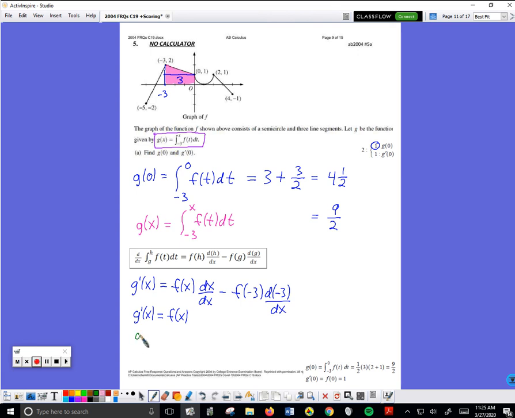So G prime of 0 must be the same as f of 0. The graph of f is right here. When x equals 0, the value of f is 1. So if I do that, I get the second point.